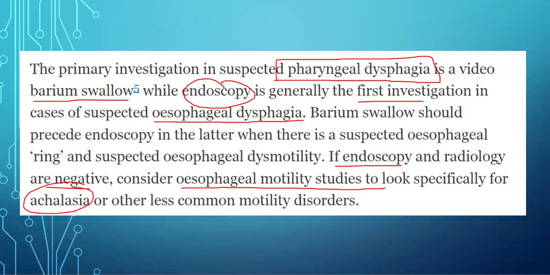So first you find out if it is an oropharyngeal or esophageal dysphagia. Just by the symptoms of the patient, you can decide what type of dysphagia it is. Then you do those tests. And if those tests are negative, then you consider achalasia as your diagnosis. So you do the esophageal motility test.